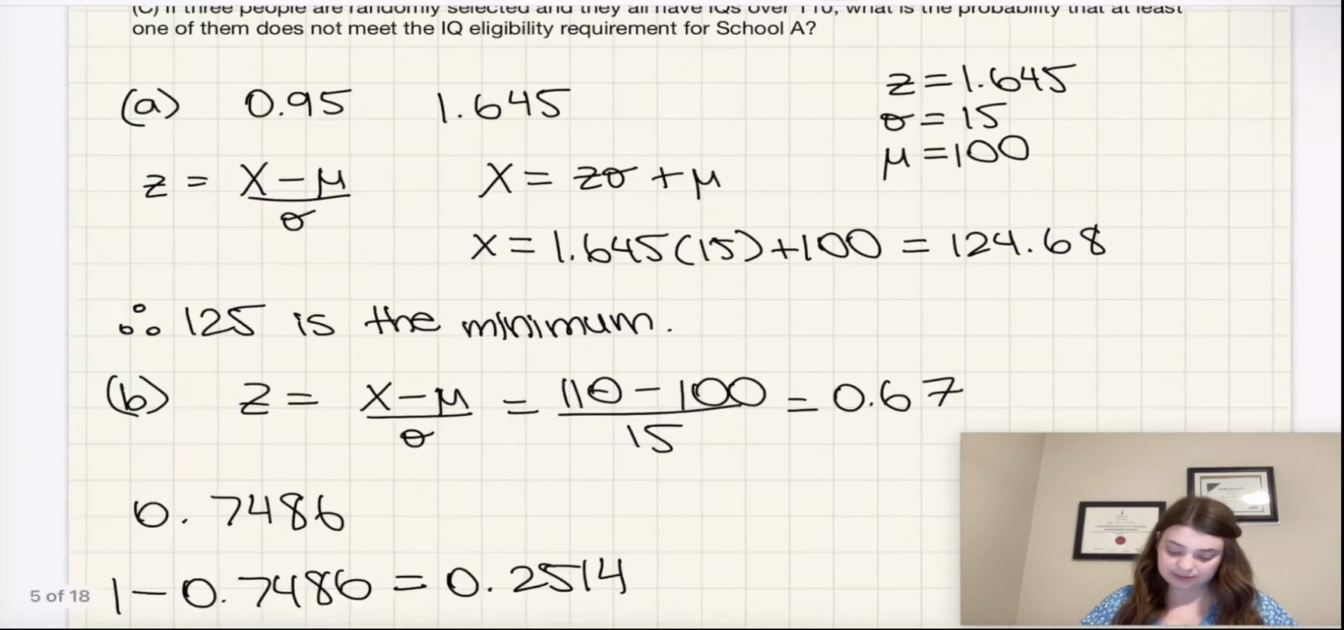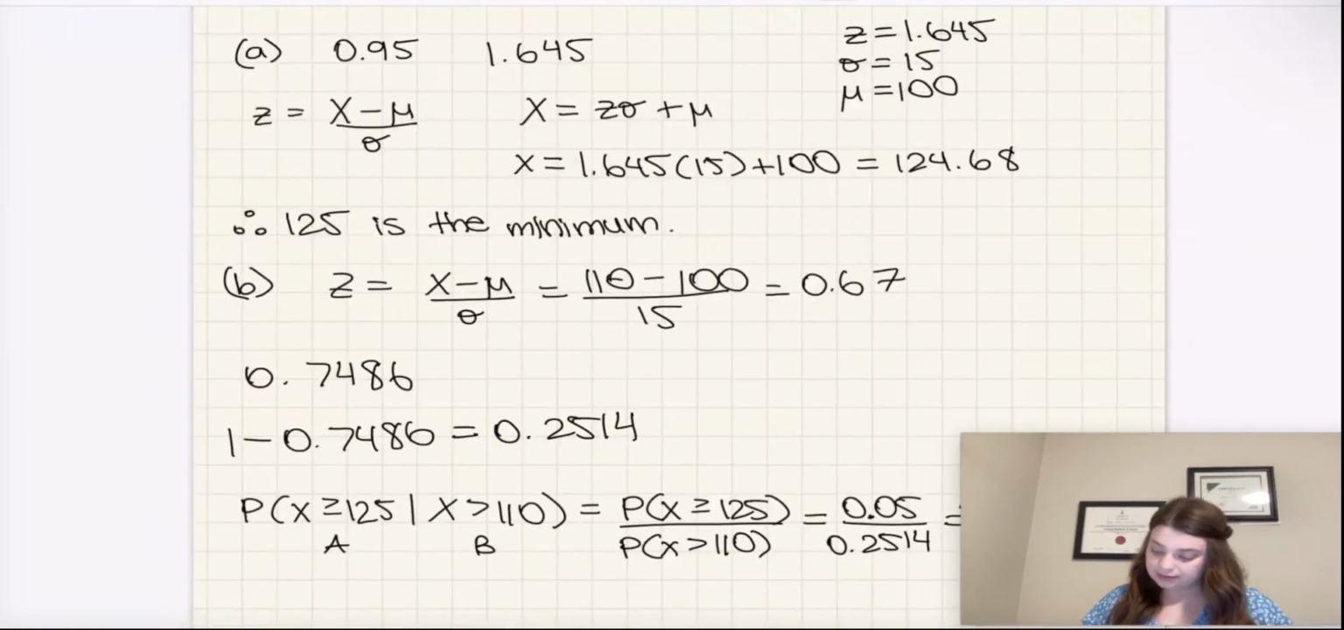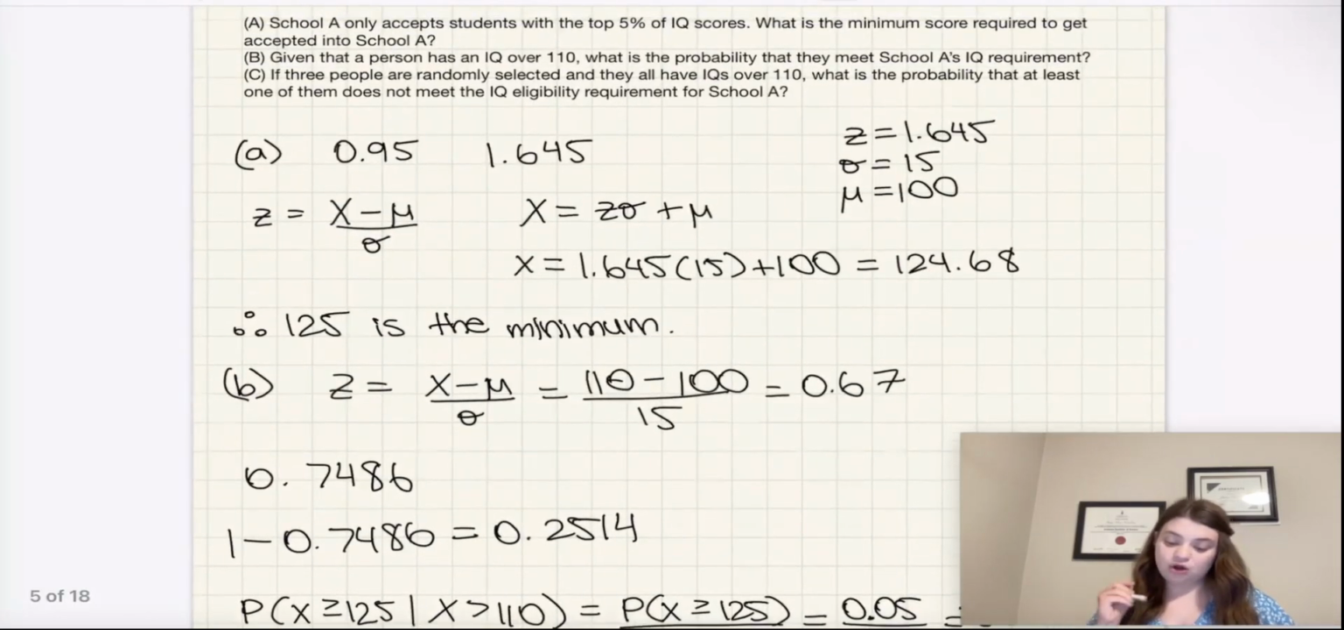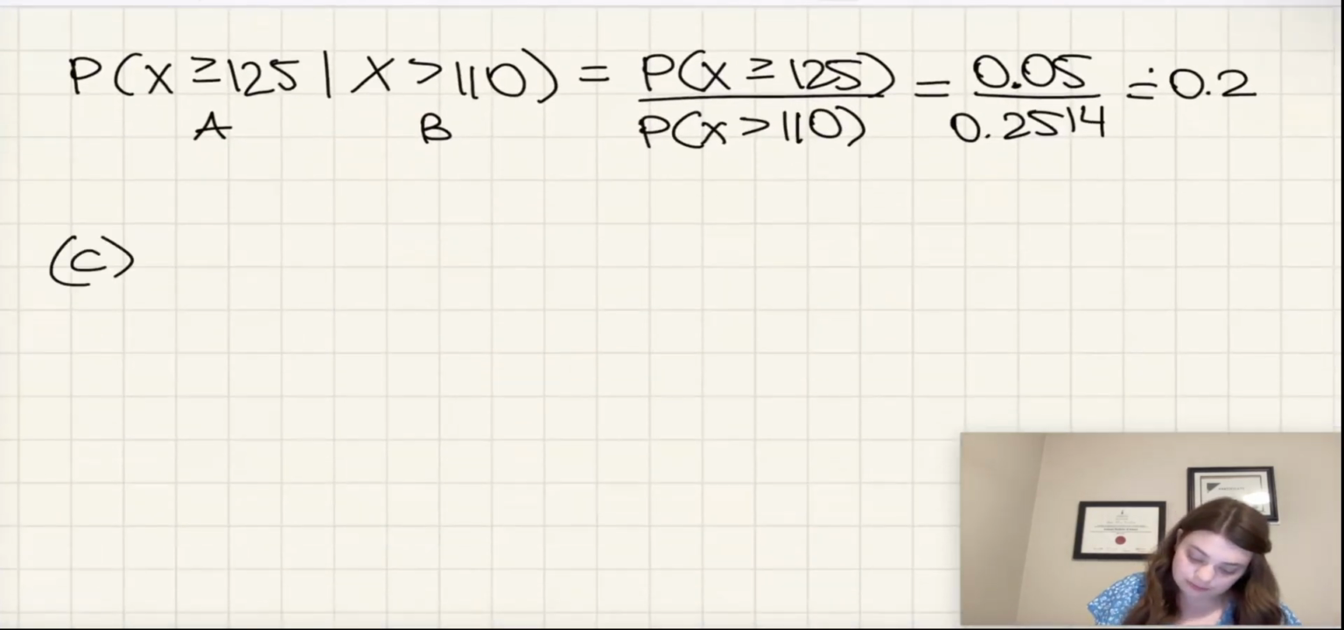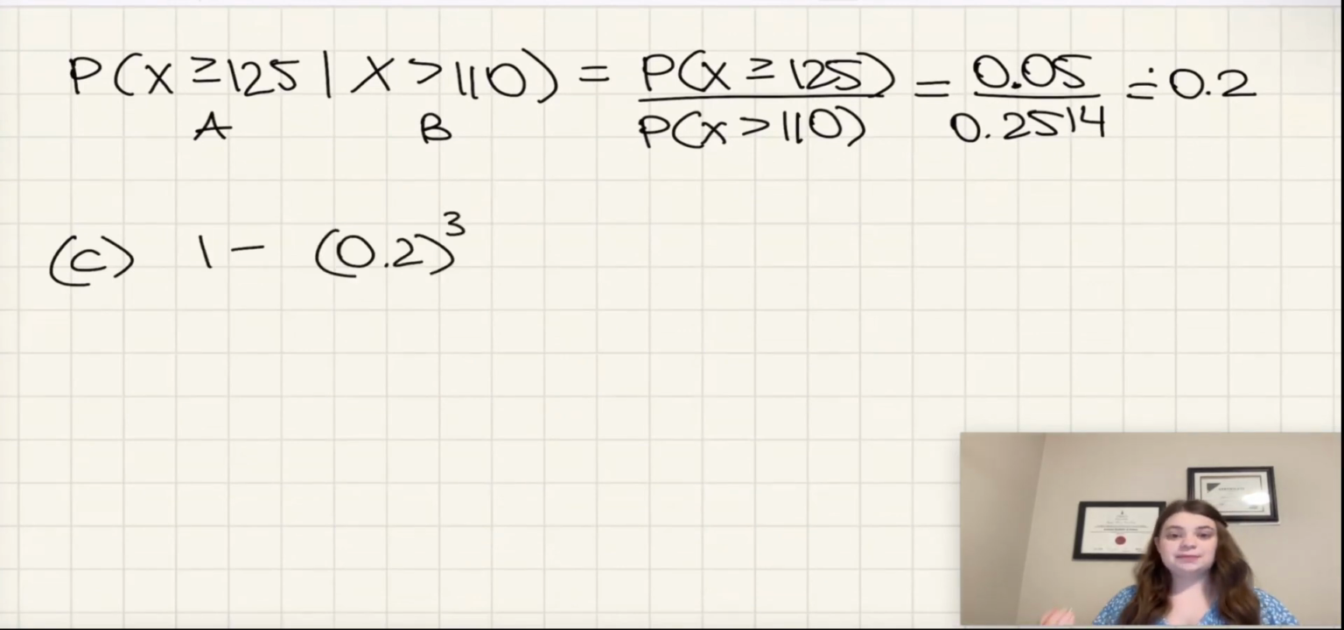So what's that probability going to be? Well, we know the probability of any one student being eligible, given that they do have a score above 110, was 0.2. So in order to find the probability that all three of them who are randomly selected do meet that requirement, it would be 0.2 times 0.2 times 0.2, so 0.2 cubed. And I'm going to do 1 minus that because we're actually looking for the probability of every other scenario, the probability that at least one of the students did not meet the eligibility requirements for the school. So let's do that.